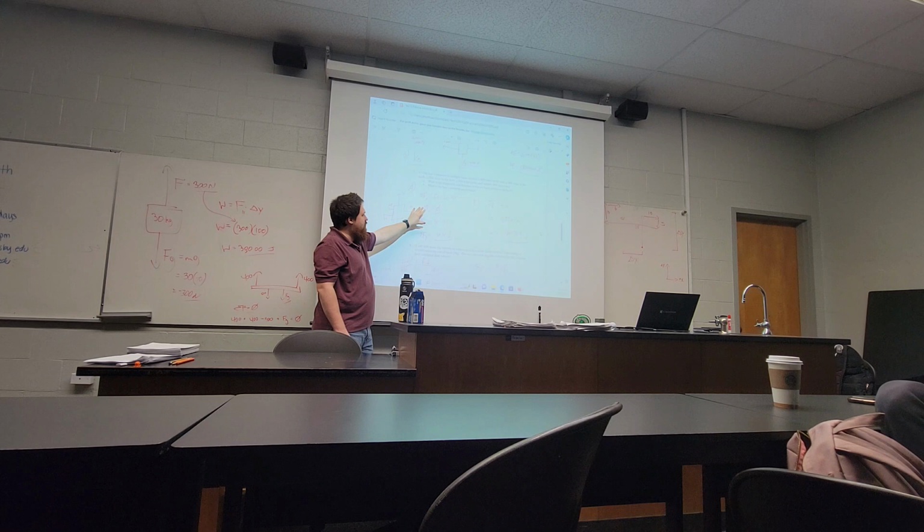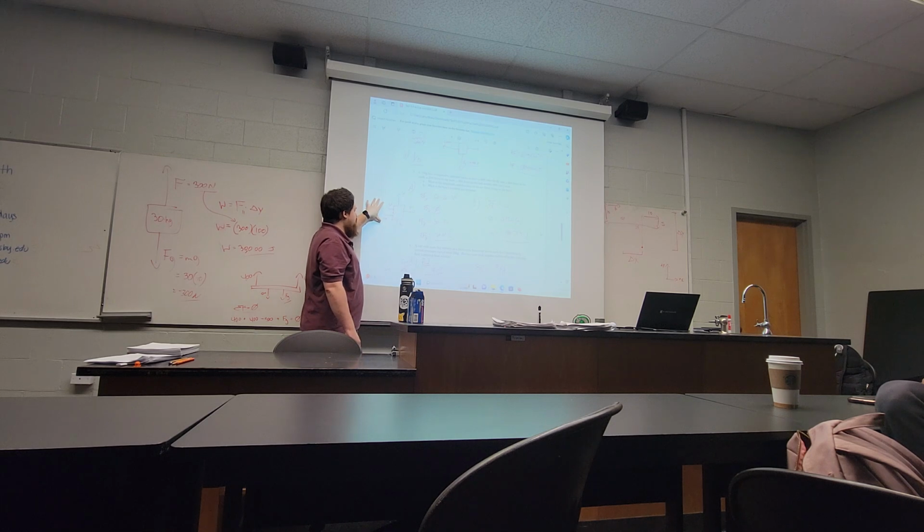The x-axis force actually adds up to 0. Basically, all of the x forces are canceling out. There's enough force east to mitigate these 2 forces to the west. So the x net force is 0.